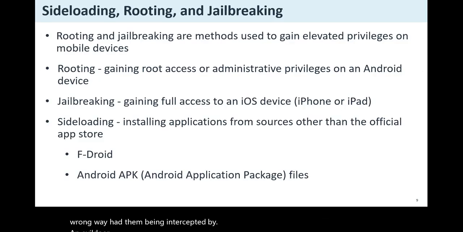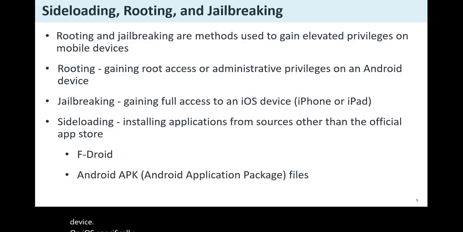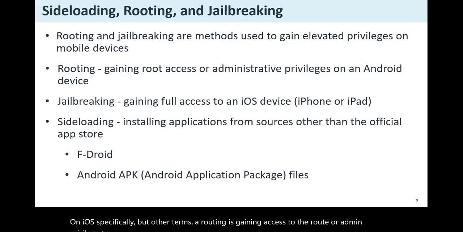All right, jailbreaking is a term people use when they talk about gaining full access to a mobile device, iOS specifically. Other terms: rooting is gaining access to the root or admin privilege on an Android, and sideloading is installing applications from sources other than the official App Store. You can do that easily with a Droid. Possible sources are listed here.